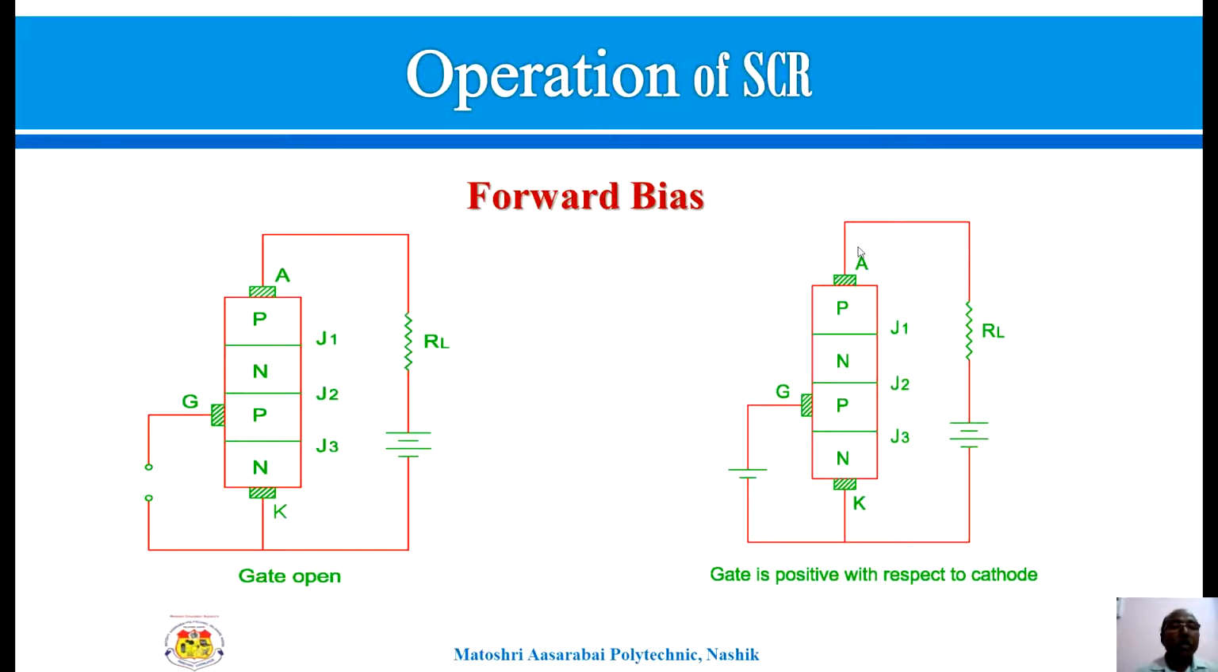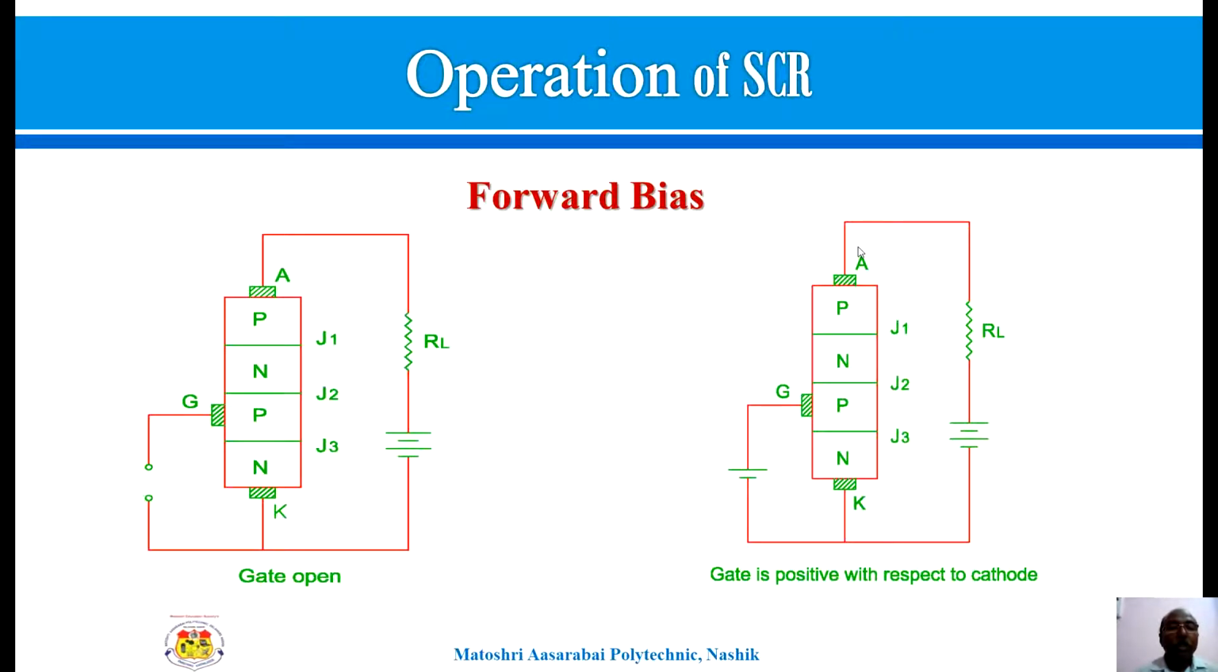That means the device is forward biased, but the current will not flow, because J1 is forward biased, J3 is forward biased, but J2 is in reverse bias. So through J2 only leakage current will flow, and hence the device is in off condition though it is in forward bias. Now suppose I increase the voltage, what will happen?